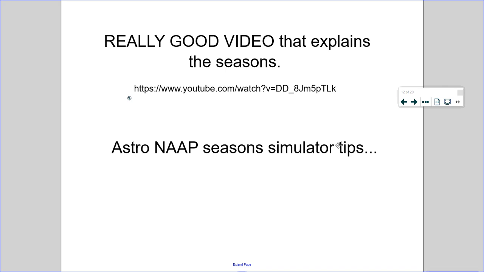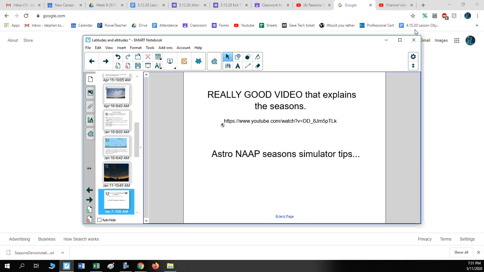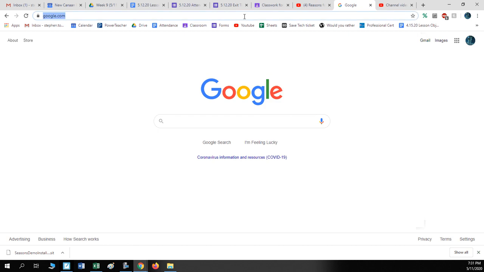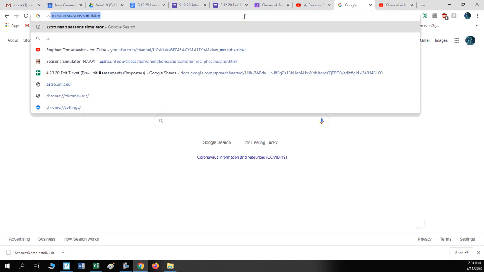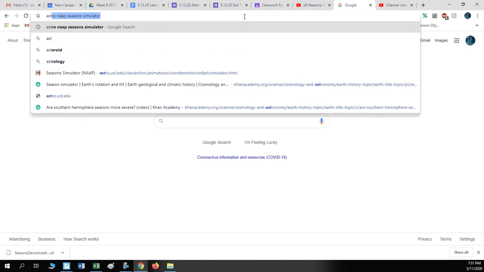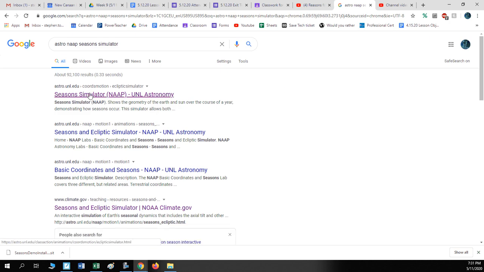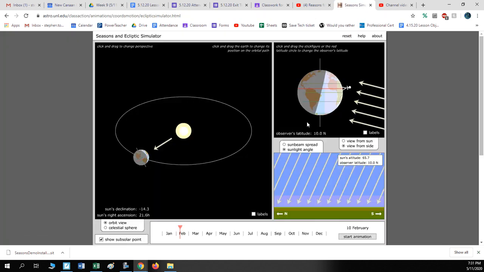It's an online season simulator, but it uses Flash. So let me give you some tips on how to get that working. First, here is how you get to it. The link will be in the Google Classroom, but if you want to search for it, it's Astronap Season Simulator, and it's usually the first one that comes up. It looks like this. This is what happens if everything works, but typically for most students, there'll just be a gray box here with nothing, because you have Flash disabled.